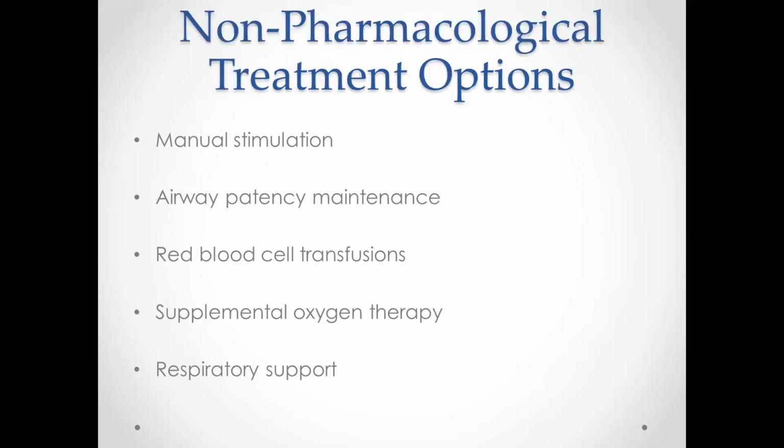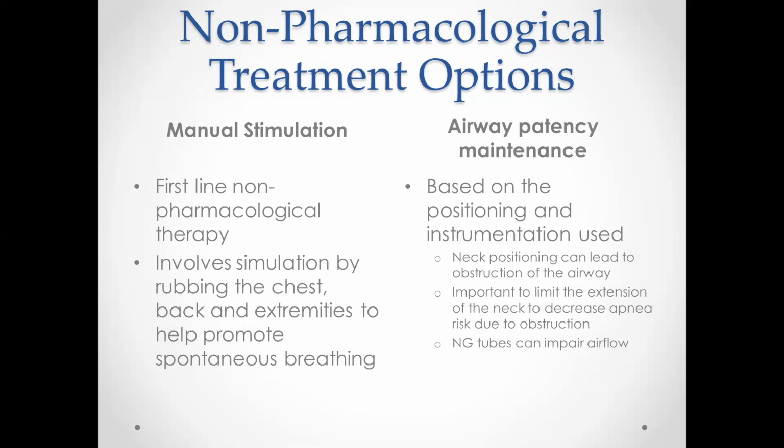So first, I'll briefly go over the non-pharm treatment options. They're all listed here, starting with manual stimulation, which is the most common, and then there are others such as airway patency maintenance, red blood cell transfusion, supplemental oxygen therapy, as well as respiratory support. First, we'll talk about manual stimulation. Like I previously mentioned, this is the first-line non-pharm therapy that you use. And this typically involves rubbing the chest, back, and extremities to help promote spontaneous breathing.